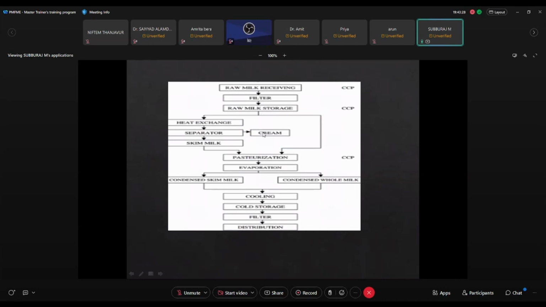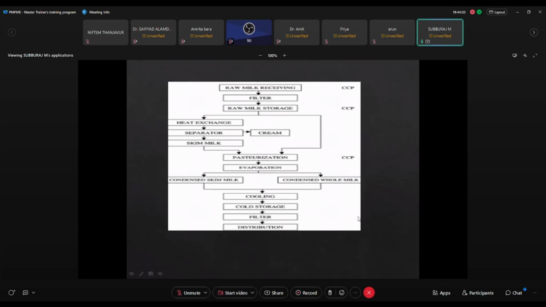Next, the milk goes to the heat exchanger, separator, skim milk and cream. Then the microbiological hazards I have to remove. Pasteurization is the best process. Keep it at 63 degrees centigrade for 30 minutes, or 72 degrees centigrade for 15 seconds, or 138 degrees for 2 seconds. Then pasteurization is completed and all the microorganisms are killed. These are the three critical control points in the milk process.